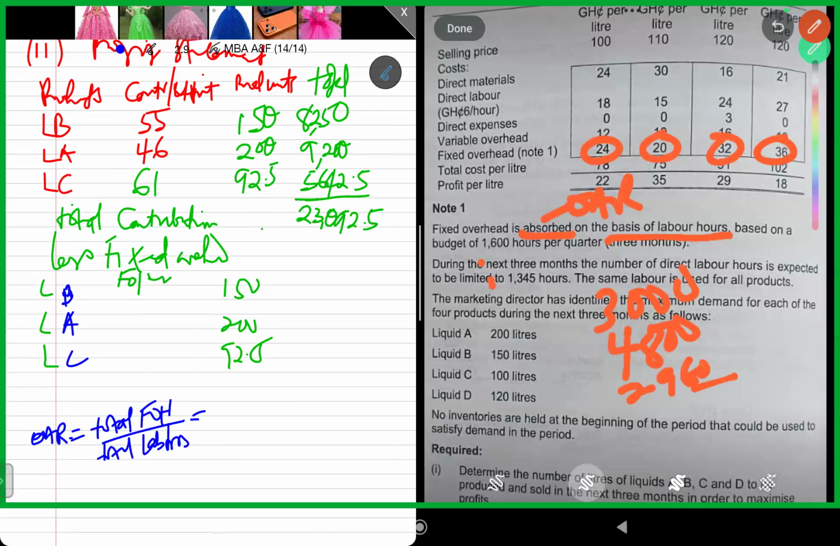So when you add all this, what do we have? 3,000 plus 4, 8 plus 2. That's 10,760.